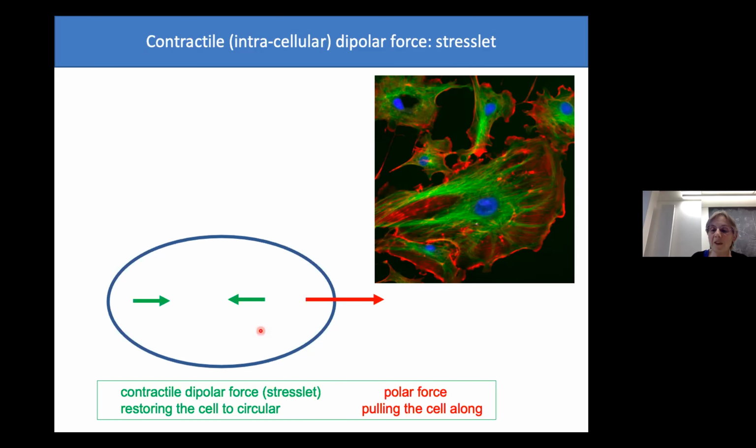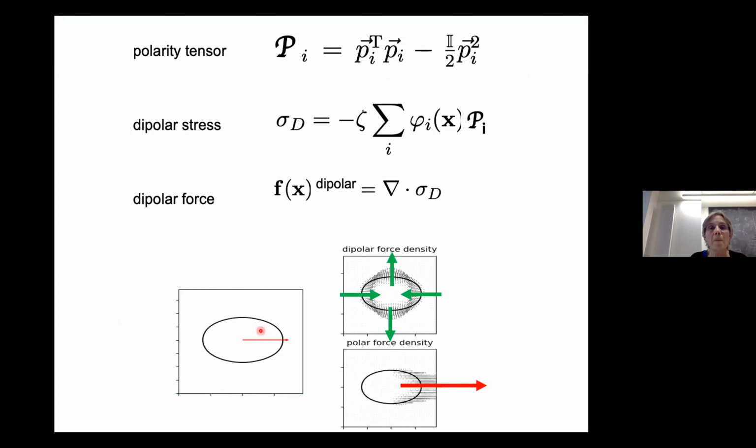So how would we put that into the algorithm? Well, what we do is we define a polarity tensor, which is just defined in terms of the polarization like this. And what that means is that the dipolar axis will lie parallel to the polarization. Once you've got a polarity tensor, this translates pretty much straight away into a stress. And then the force is just the divergence of this stress.